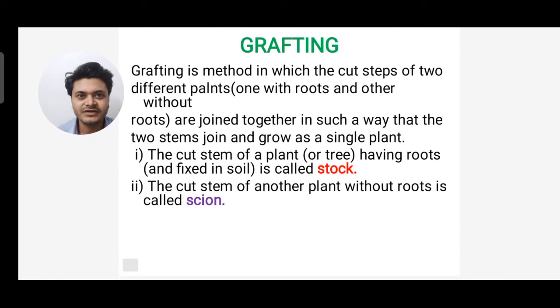So what is grafting? Grafting is a method in which the cut stems of two different plants, one with roots and the other without roots, are joined together in such a way that the two stems join and grow as a single plant. The cut stem of the plant or tree having roots and fixed in soil is called stock. What is stock? The cut stem of the plant having roots fixed in soil is called stock, and the cut stem of another plant without roots is called scion.